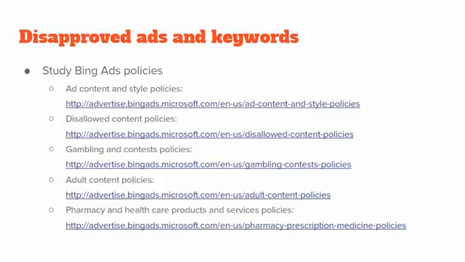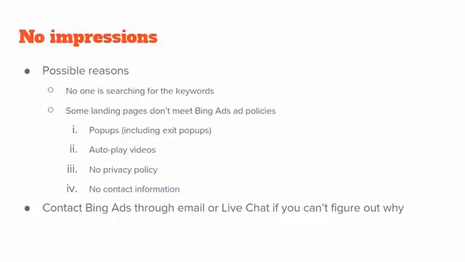Now for disapproved keywords, there isn't really much that we can do. We just have to delete those keywords from our campaigns. Next, we need to check whether some of our campaigns are getting no impressions. There are several possible reasons. First, maybe no one is searching for the keywords, and the demand for the product is not strong enough. If that's the case, again, there's nothing much that we can do. We just need to move on to the next product.